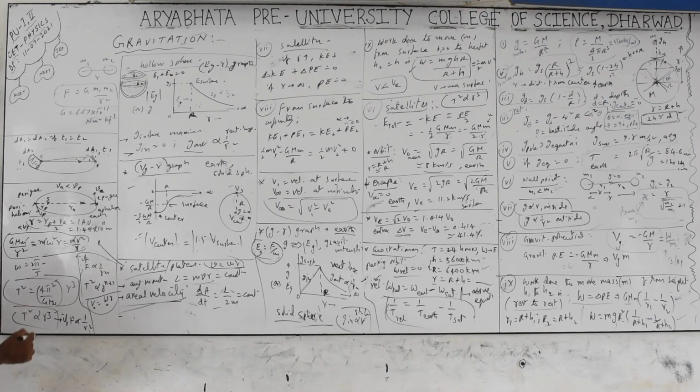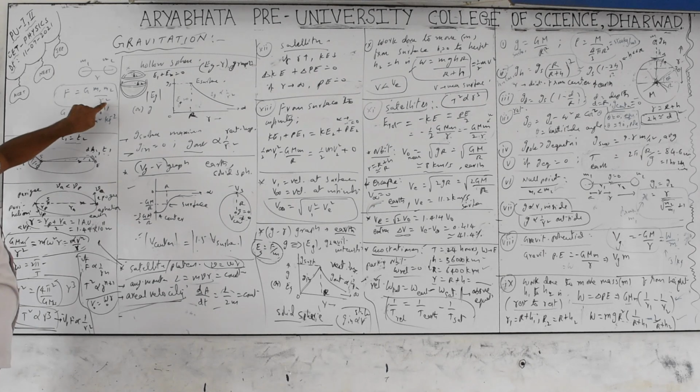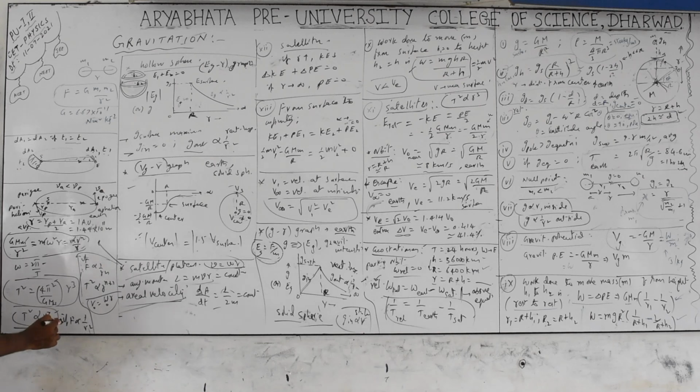And this formula T square proportional to R cube we can use because we are using the inverse square law of Newton's gravitation formula. F is inversely proportional to R square. This is called the inverse square law. When the inverse square law is obeyed, meaning F is inversely proportional to R square, T square is proportional to R cube. The condition they may give you is: if F is inversely proportional to R to the power of n, or proportional to R to the power of minus n, then what happens?